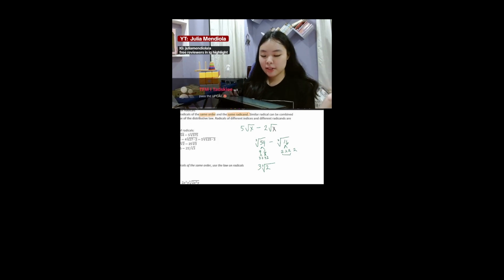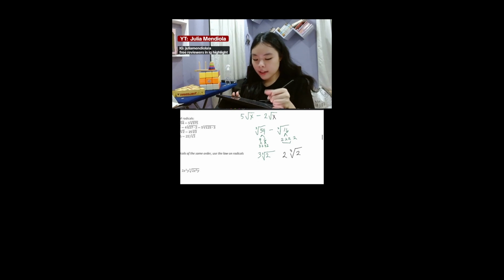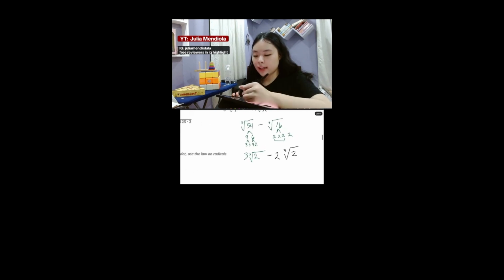Yes, it's 2 cube root of 2. Okay? Etong tatlong 2, pwede siya ilabas. Copy the cube root, and may iwan ang 2. Now, as you can see, same ang index. Same silang cube root, and then same ang loob na 2. So, what does this mean? Pwede na natin siya i-minus.